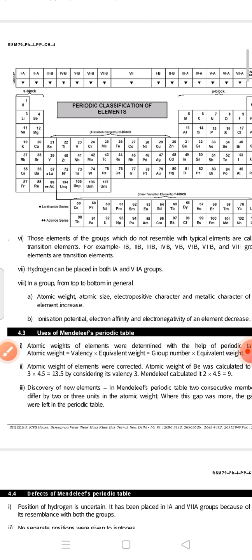Okay students, in the next video I will explain the physical and chemical properties of the elements and trends. What are the variations in group and period according to the phenomenon. Okay students, have a nice day.